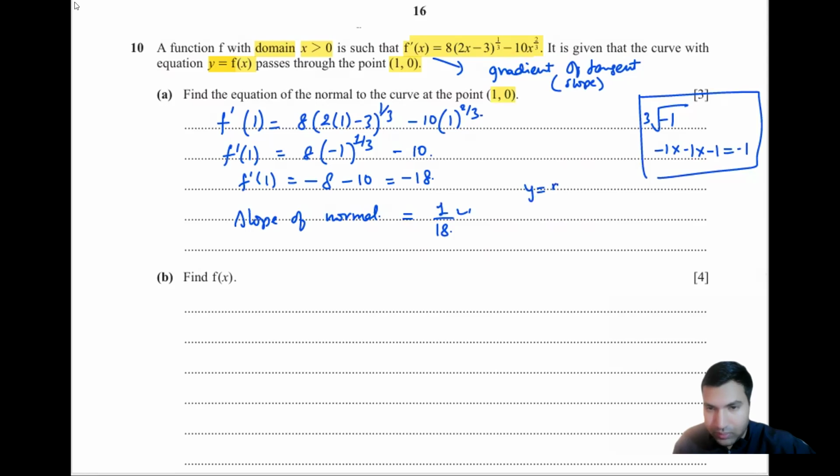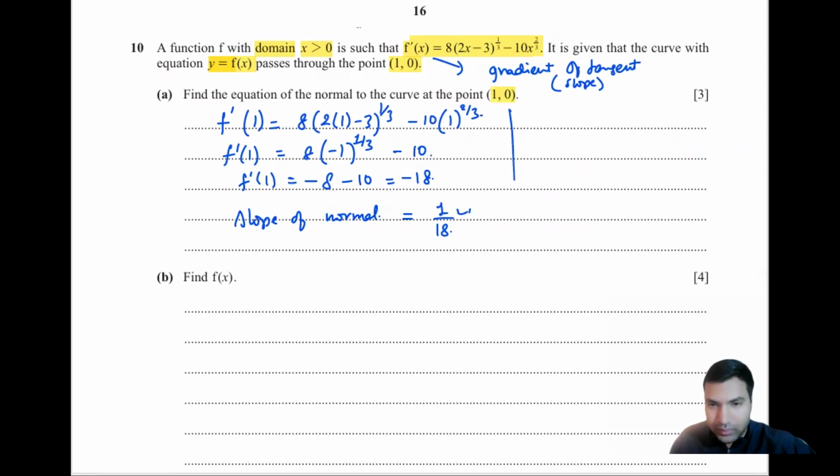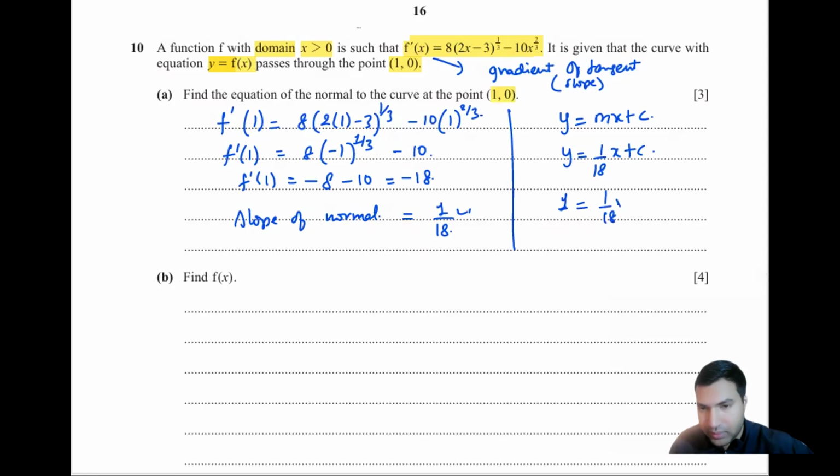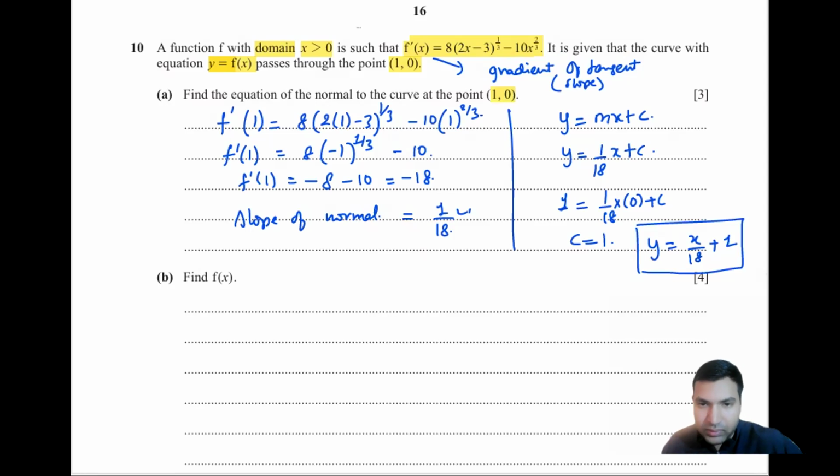Therefore, equation is y equal to mx plus c. Let me quickly erase this bit, and let me write it over here. So the equation is y equal to mx plus c. Okay. So slope is 1 over 18, x plus c. And when x is 0, y is 1. 18 times 0 plus c. Therefore, c is equal to 1. Therefore, equation is y equal to x over 18 plus 1. Got it? Or is it other way around? X is 1. Okay, okay, okay. It's other way around. My bad, sorry.